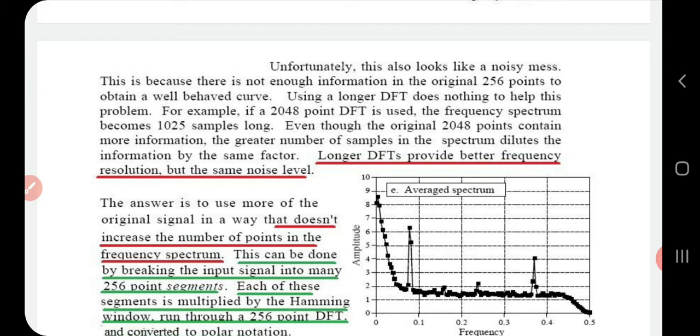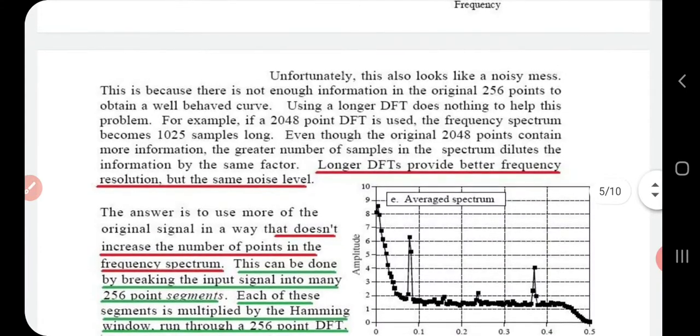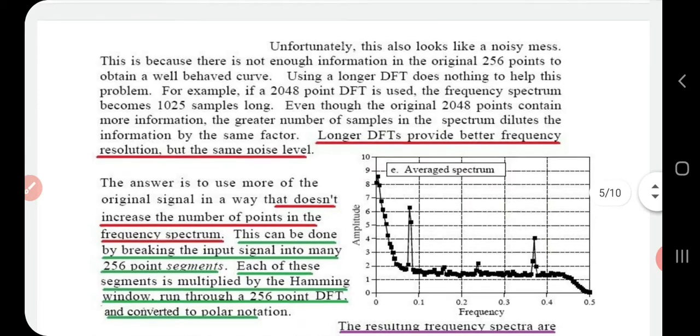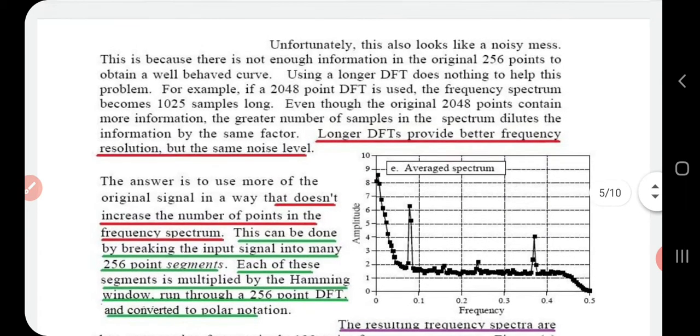This is all just examples. We are using a 2048 point DFT. That is, you are using a longer DFT in order to reduce the noise. But this doesn't have much effect. Why? Because if you use a longer DFT to reduce the noise, the frequency resolution will be good, but the noise level will remain the same. So that particular technique was not effective.